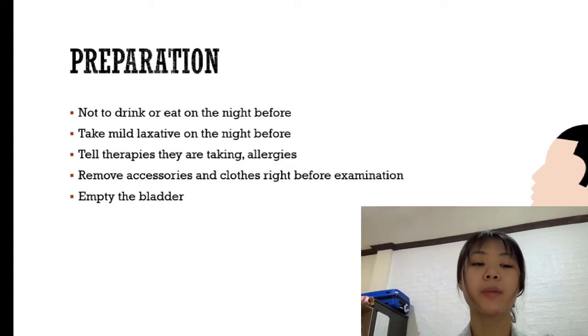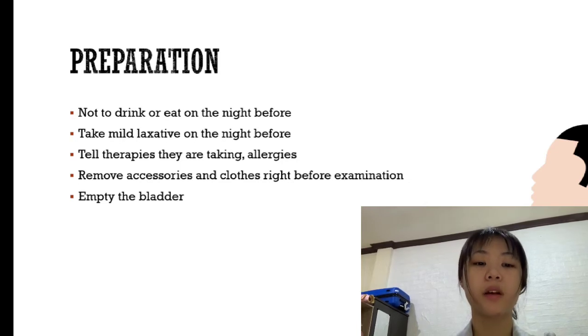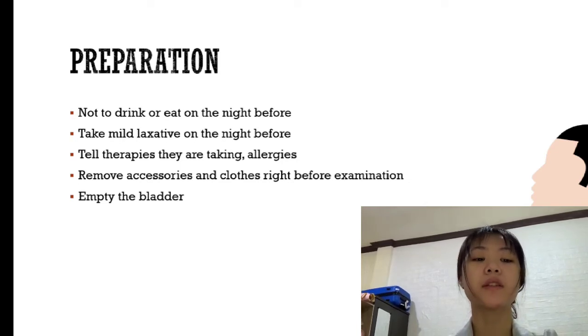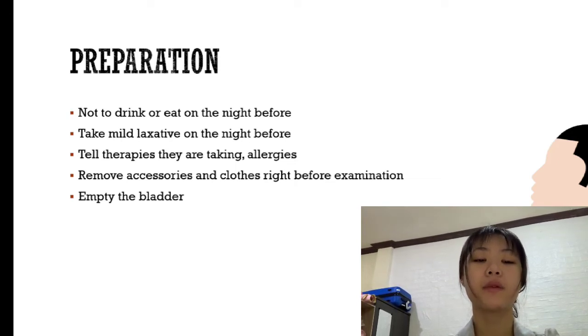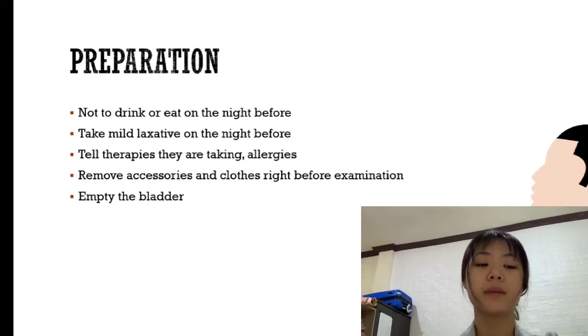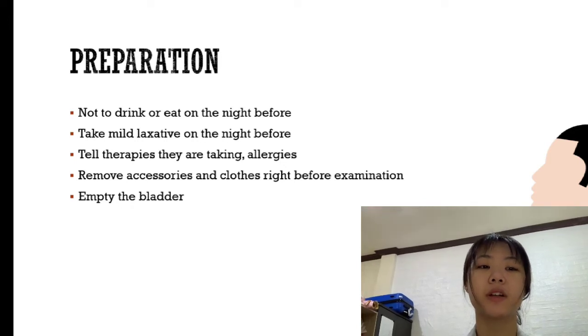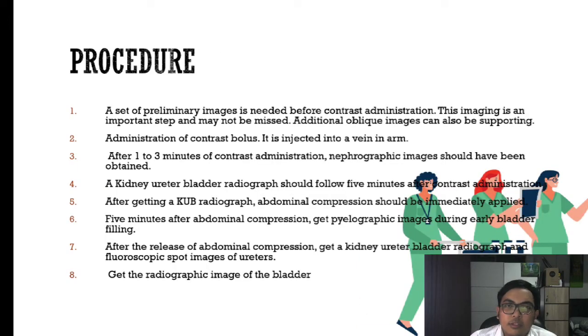Besides, patients should tell about medication or therapies they are taking, and of any allergies. On the examination day, before it starts, the patients are asked to remove all of their accessories, such as jewelry, watch, eyeglasses, removable dental appliances, or any metal objects which might impair the X-ray images. Then the patients will be asked to empty their bladder, and then the patient will change into a special examination gown.